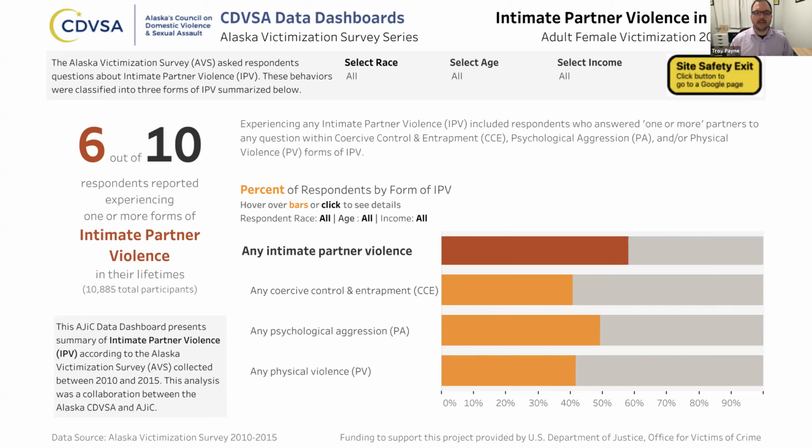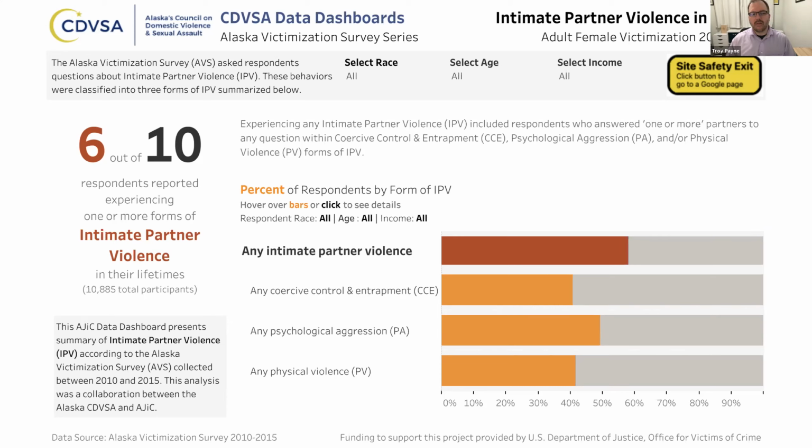The University of Alaska Justice Center has been running the Alaska Victimization Survey for about 10 years. And this is the first time that comprehensive statistics have been available to service providers. Service providers can select the race, age, and income bracket on this particular dashboard. There are a number of different tabs to this one. This is a quite complex dashboard that we're still working on.